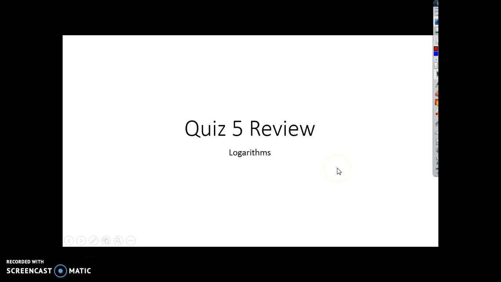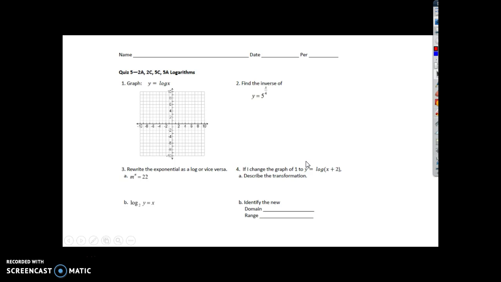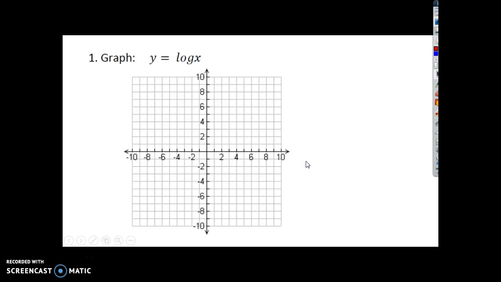All right, let's go over quiz 5, which is over logarithms. So this is quiz 5. Let's look at number 1. Number 1 says graph y is equal to log of x.